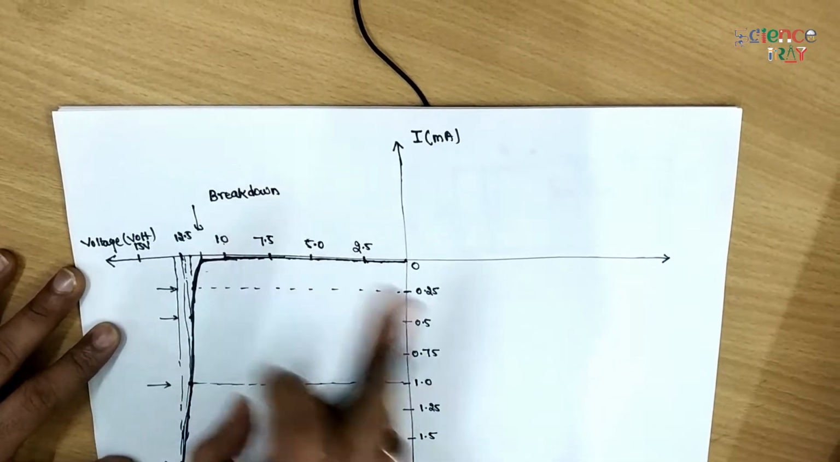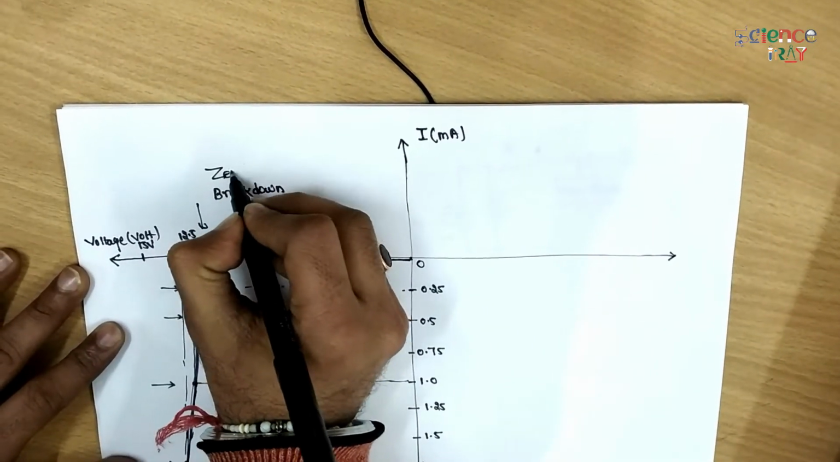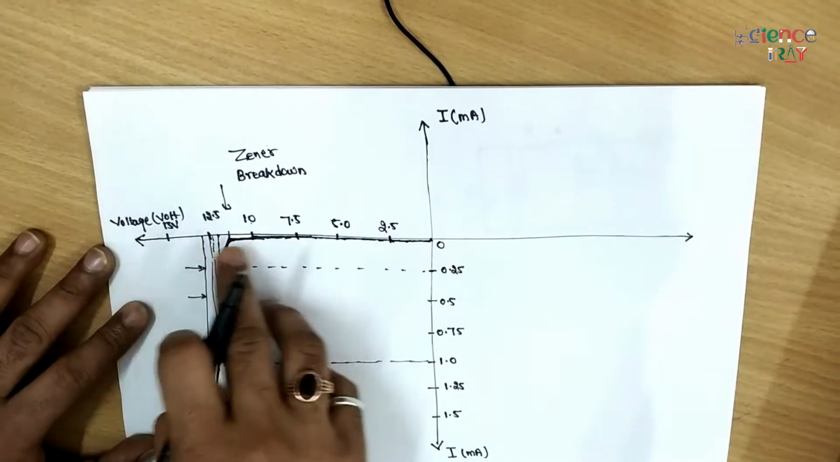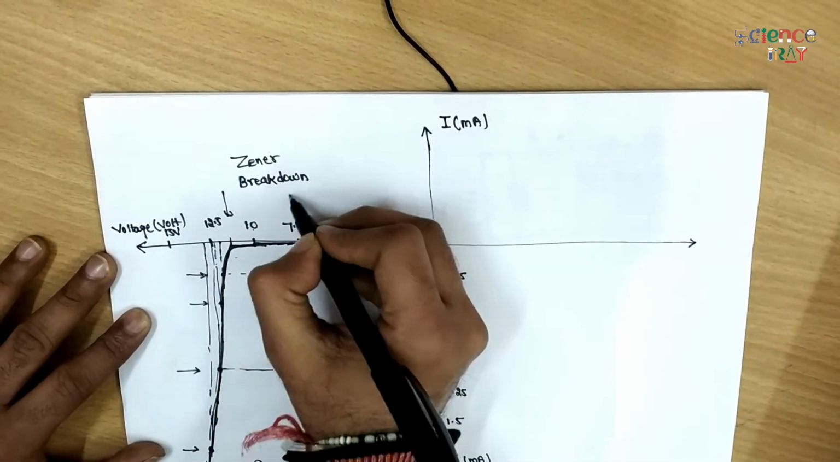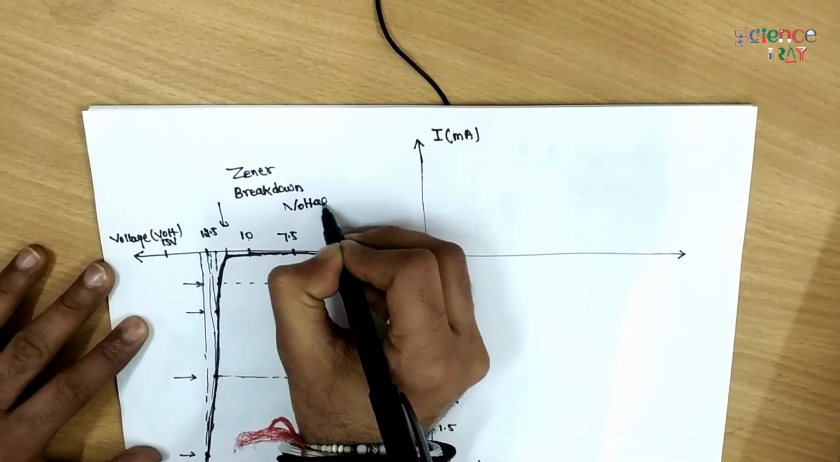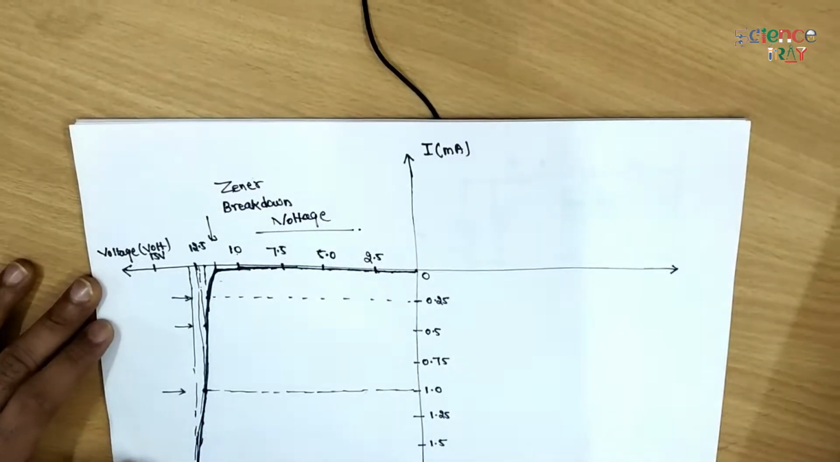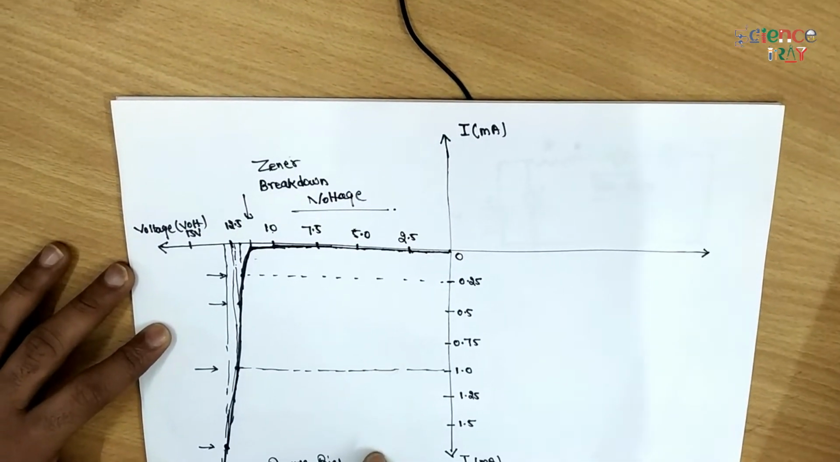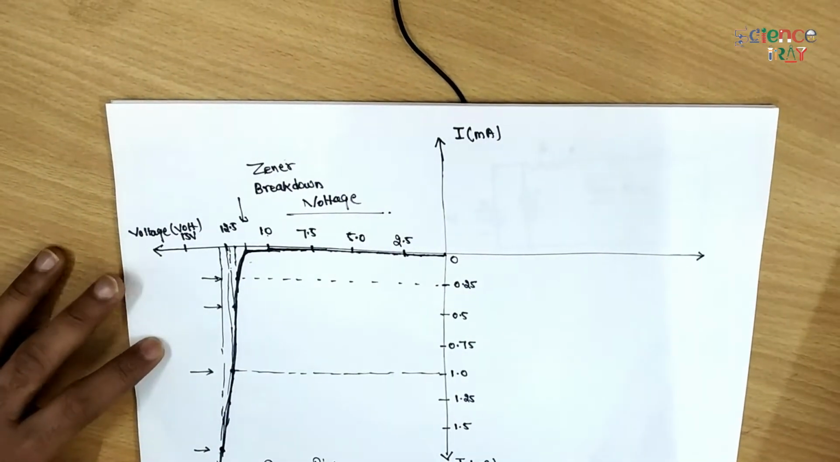It is happening in a Zener diode, so it is a Zener breakdown. And this point is called the Zener breakdown voltage, because it is showing a voltage. This is the graph of reverse bias of Zener breakdown, showing its characteristics very clearly.